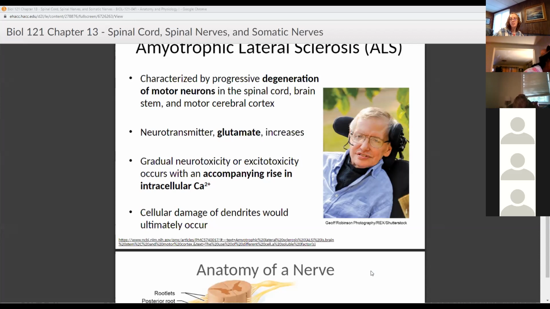Since his diagnosis, they've learned that there's 2 different types of ALS. Another name for ALS is Lou Gehrig's disease. There's early onset, which is what he had, and there's later, older age onset.